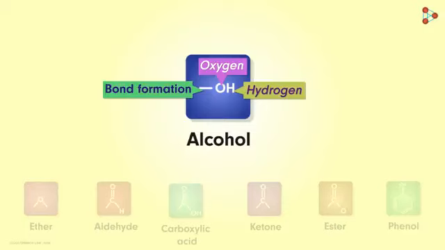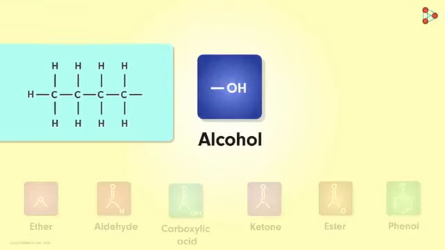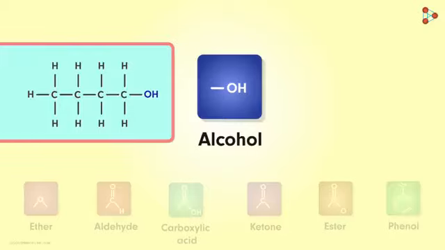So if I take any carbon chain, say something like this, then we can attach the alcoholic functional group at the carbon atom which is available for bond formation. And the new compound gets formed in this way.